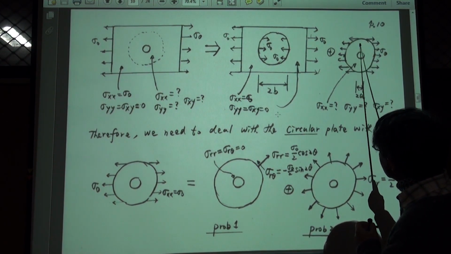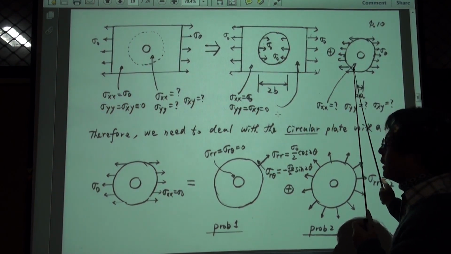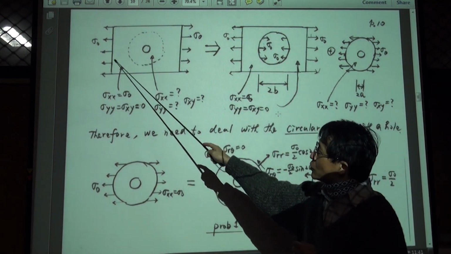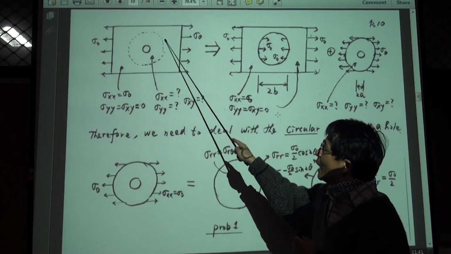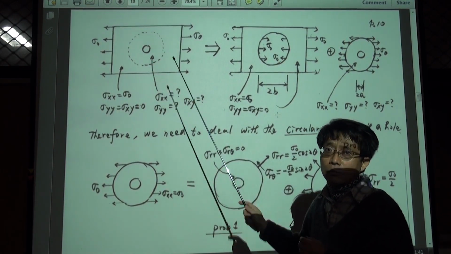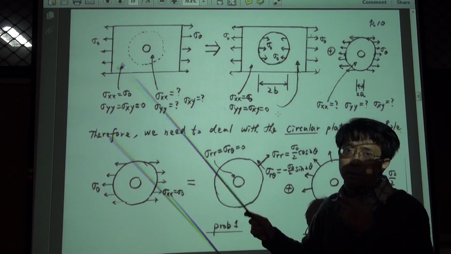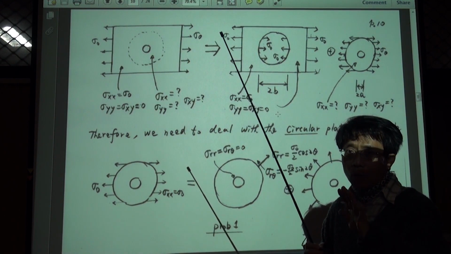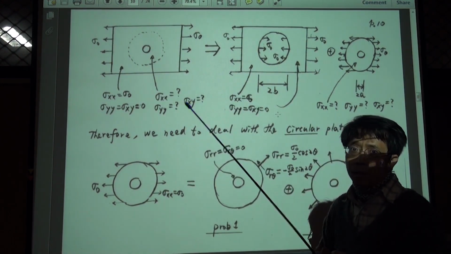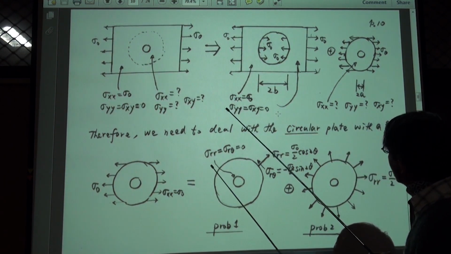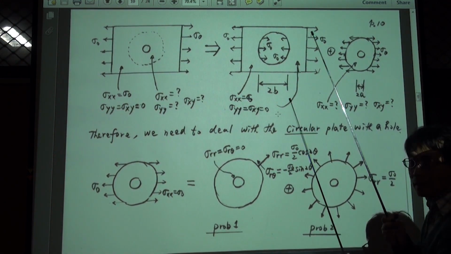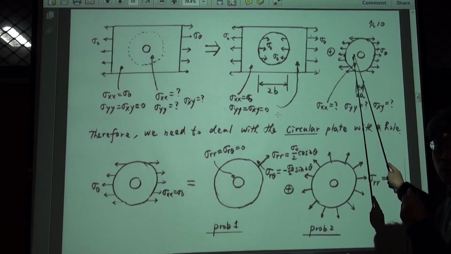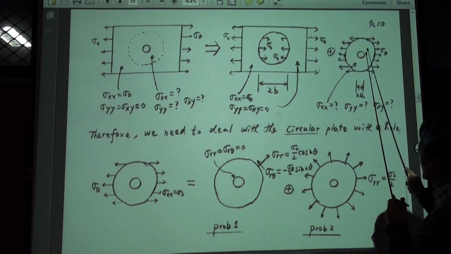And once we obtain the stress state here, then the stress state of this whole plate is obtained. Because outside the circular region the stress state is this, and inside this circular region we have solved this problem. So the stress state of this plate can be determined totally if the circular region can be solved. The rest of this class focuses on the stress state of this circular plate with a circular hole.